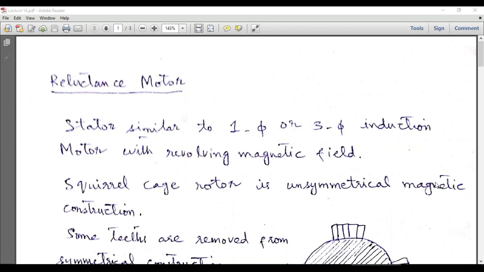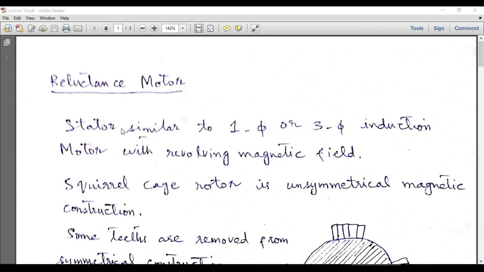In this lecture, I am going to demonstrate special purpose induction motors. The special purpose induction motors include reluctance motor, hysteresis motor, universal motor, and many more. But our discussion will be limited to only these three types of the induction motors. And the first type is called reluctance motor.